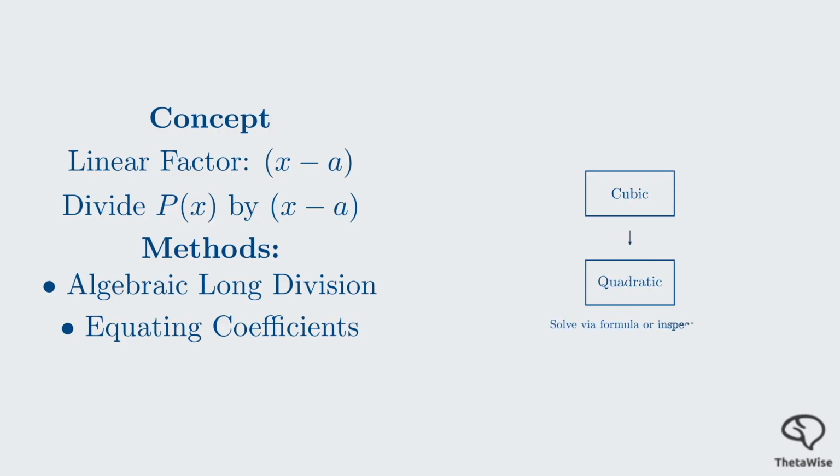Long division is often the most reliable way to ensure you don't miss any terms. By reducing a cubic to a quadratic, we turn a difficult problem into one we already know how to solve, using the quadratic formula or factoring by inspection.